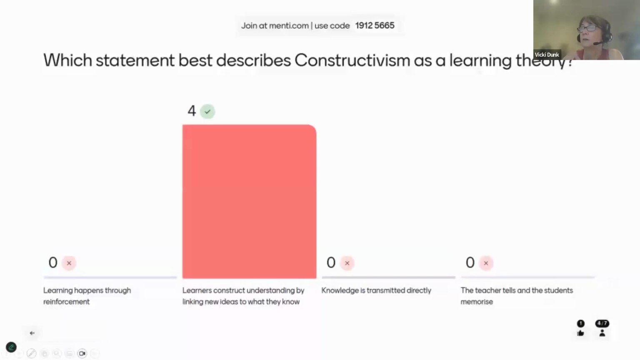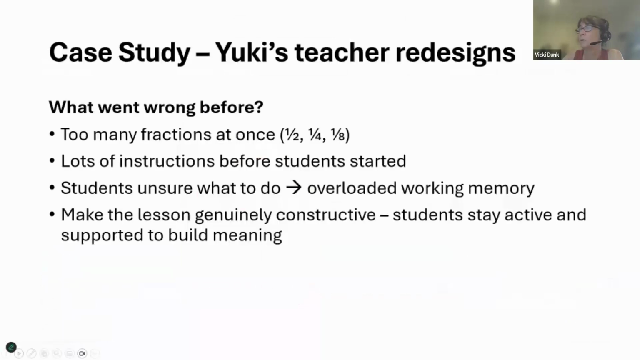All right, so I think we already went through what went wrong in Yuki's class. We could have maybe just done one fraction at a time. We could have made sure that instructions were simple and modeled, just so that we weren't overloading them. And then it might be a truly constructive activity where they do play with things actively and think about them as they're doing it and go, oh, I see, 2/4 makes a half. It's the same. And things like that.